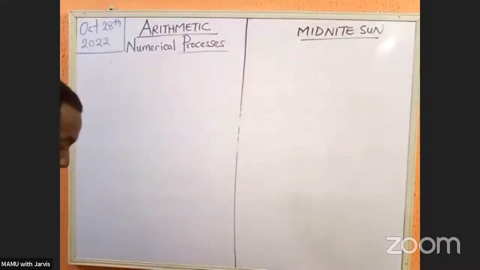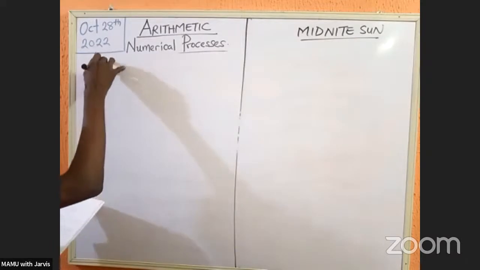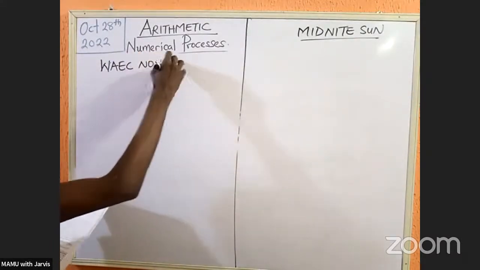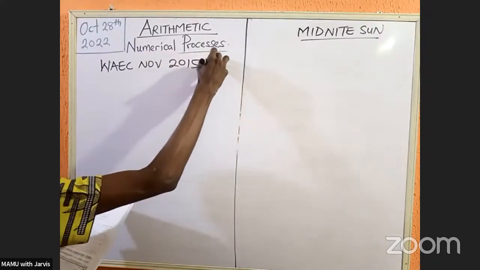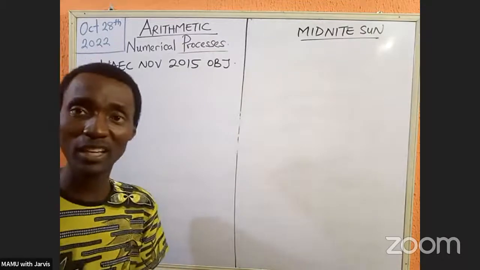Okay, so let's look at this one. It is WAEC, November 2015, and it's OBJ. And so let's look at some of the arithmetic questions there.